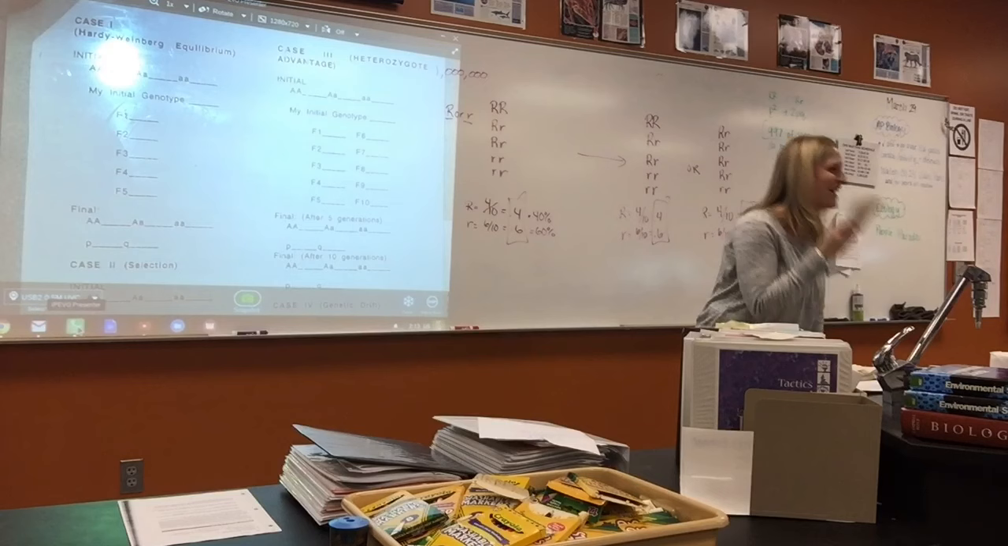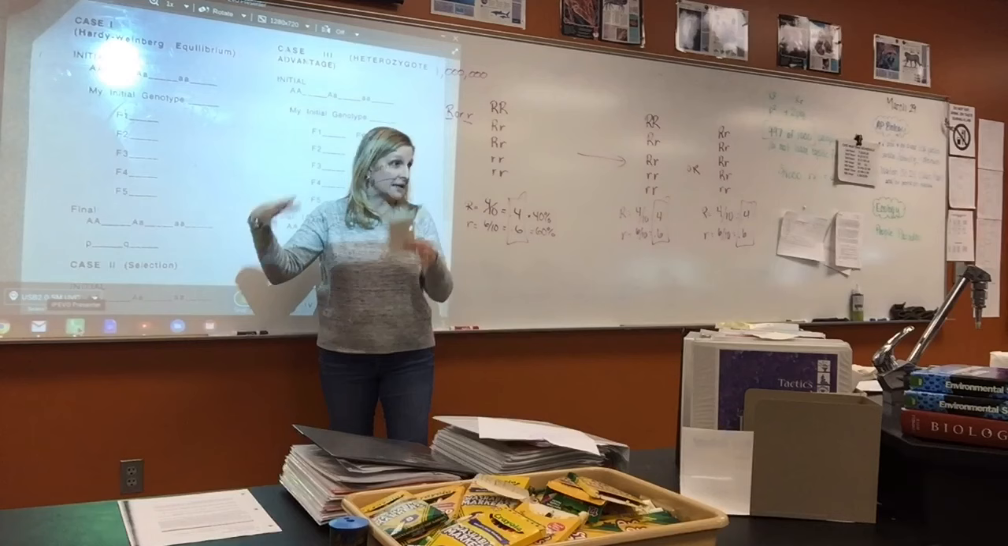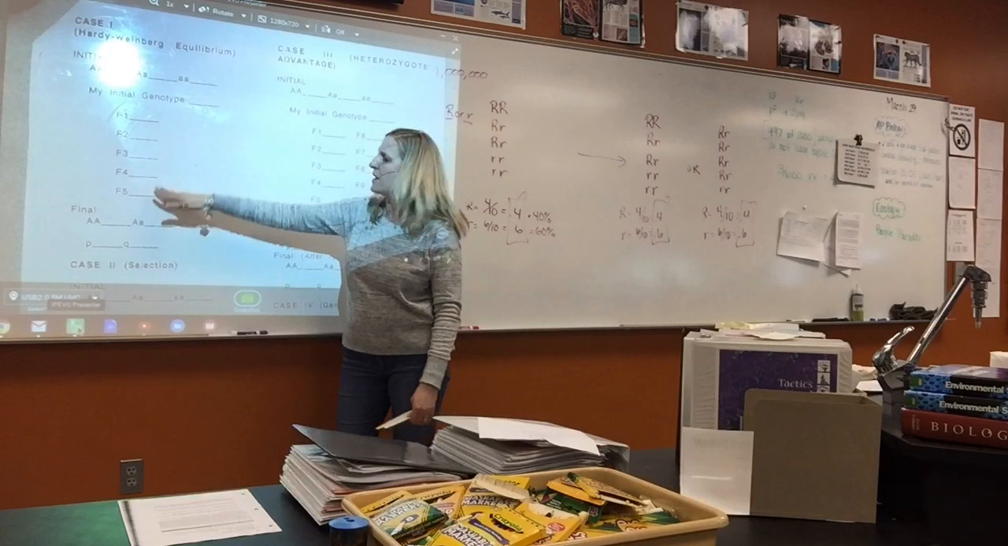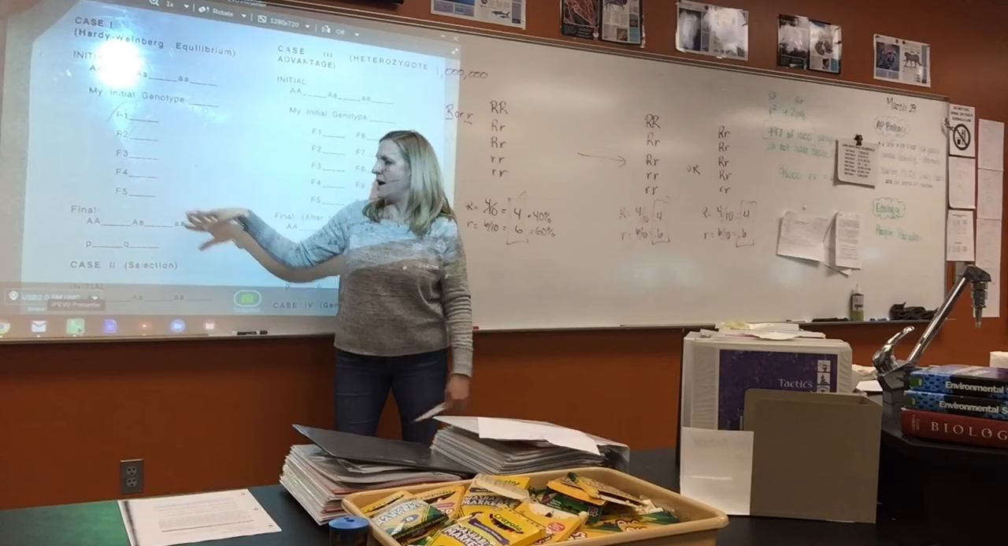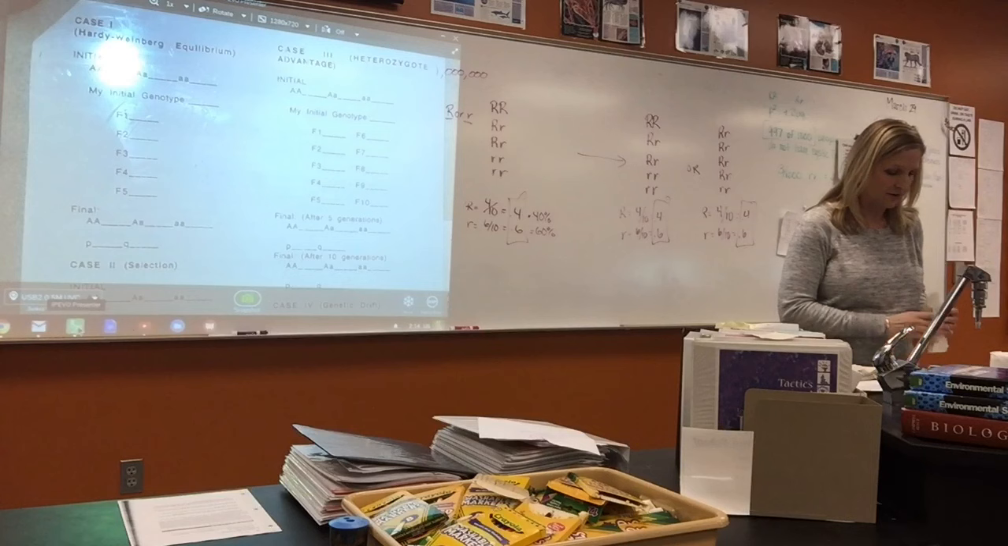We're gonna do that five times. So at the end of the fifth round, you're gonna write down the genotype of your new identity. So then at the end of the fifth round, you may or may not be the same genotype as you were at the beginning. So then we'll sit down, we'll get our data, and we can calculate and see if the AQ changed or stayed the same, and then we'll do case 2 and case 3 and so on. All right, so that is that. So that's what we're going to do first thing tomorrow.